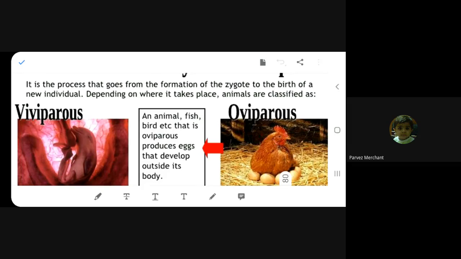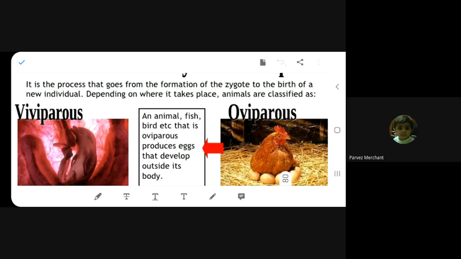Have you understood? Yes, ma'am. It's a transformation, a change of appearance of a larva into an adult through drastic changes, through a huge change, is called metamorphosis.